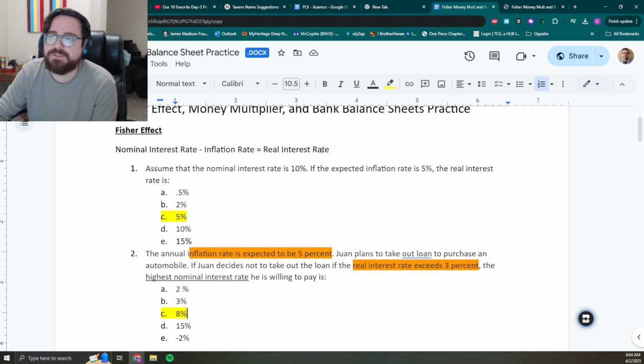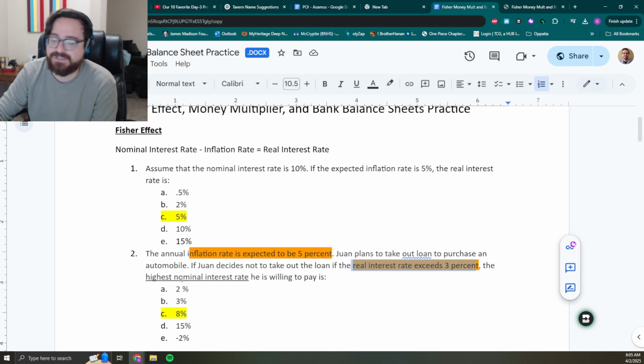Most of the math in this class is, if you know the formula, you've got 90% of the work done. From there, read through the question, mark the stuff they give you. What do they give me? Inflation rate, 5%. Cool, I'm just going to write that off to the side. Real interest rate exceeds 3%. Okay, so I'll put 3 there. Let me see if that "exceeds" matters.